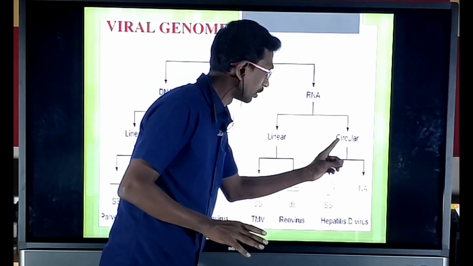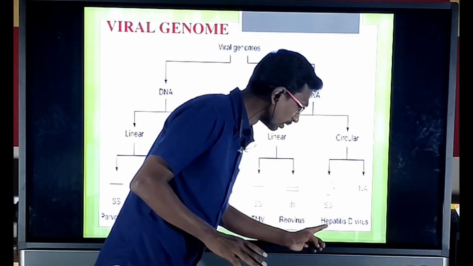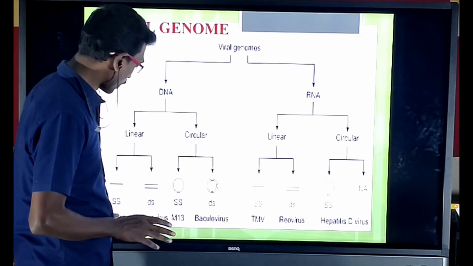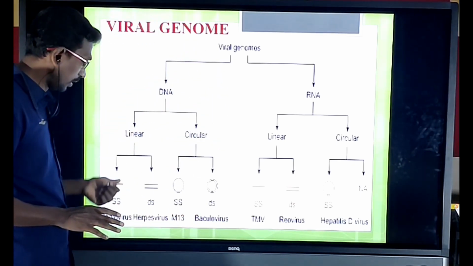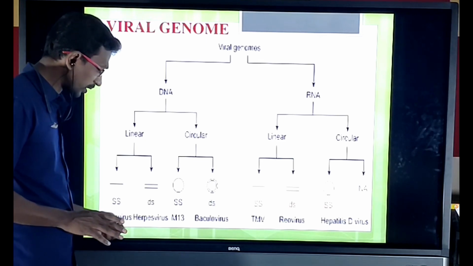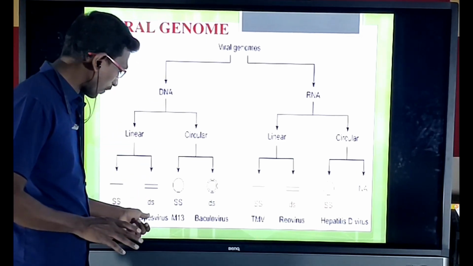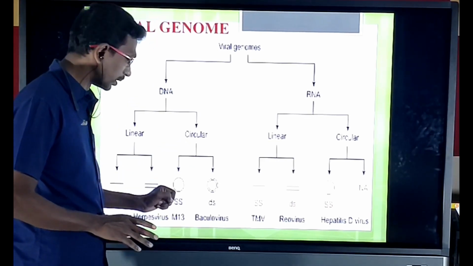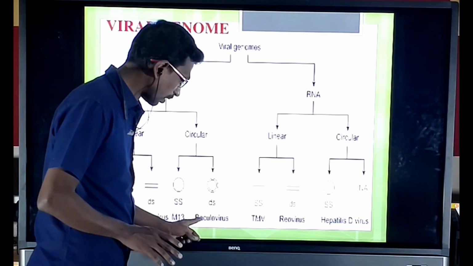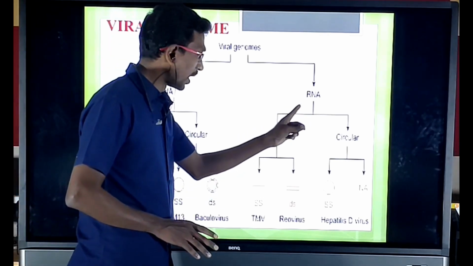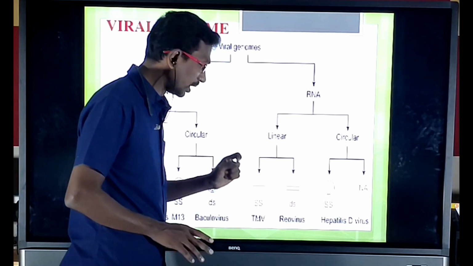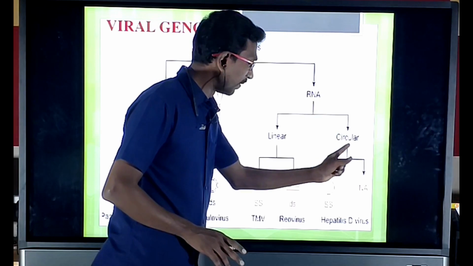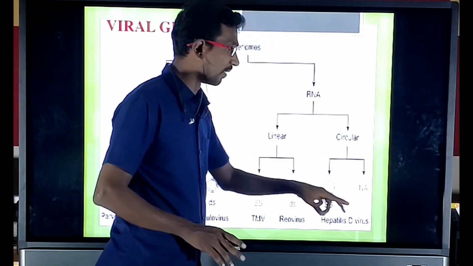The single stranded RNA circular, that is the hepatitis D virus. Okay, so this is also an example of a polymer. DNA with a linear single stranded: parvoviruses. DNA linear with a double stranded: herpesviruses. Circular with a single strand: M13. Circular with a double strand: papovaviruses. RNA linear with a single strand: TMV. RNA linear with a double strand: reoviruses. RNA with a circular single strand: hepatitis D virus.